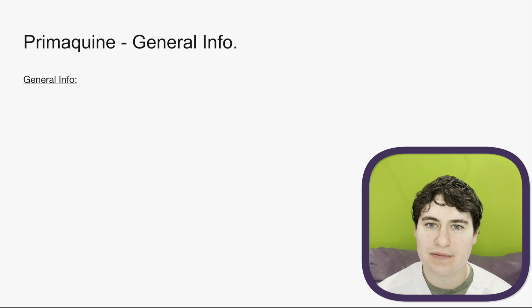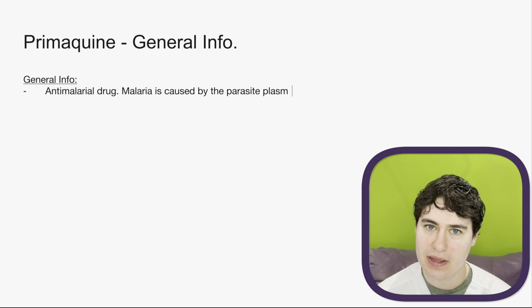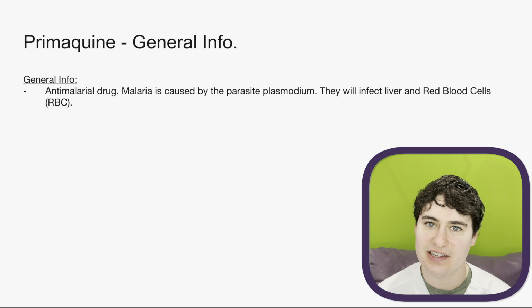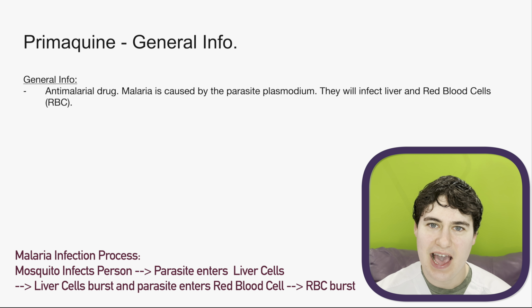So Primaquine is mainly used for malaria, and what causes malaria is the parasite Plasmodium. Some things to know about malaria: it specifically infects the liver cells, killing the cells, and then it travels from the liver cells to red blood cells, and a similar thing happens. It kills the red blood cells.